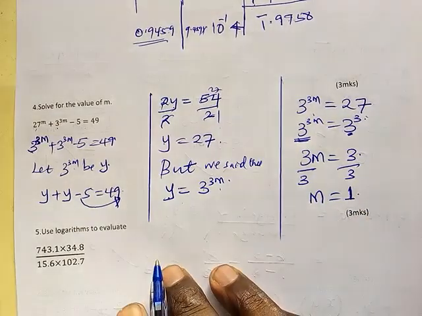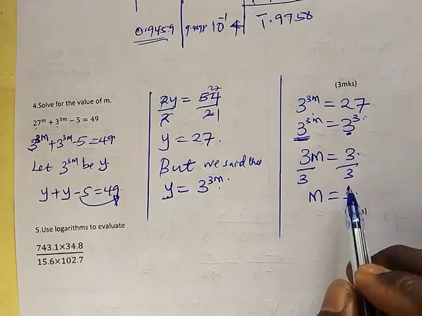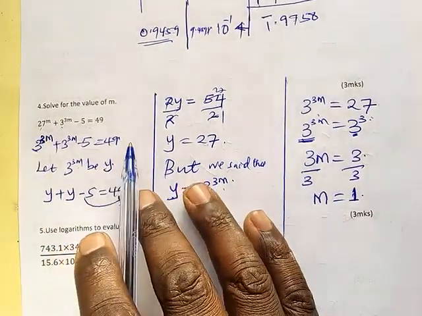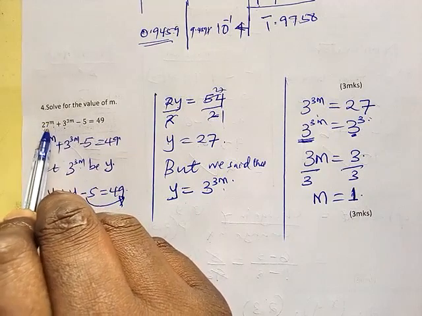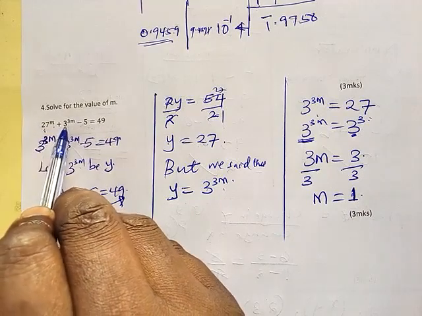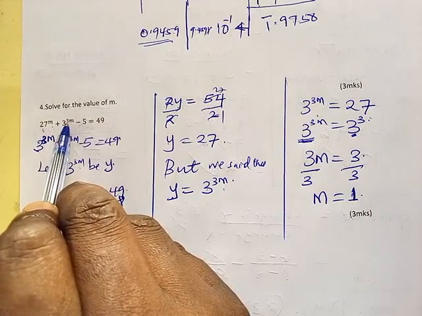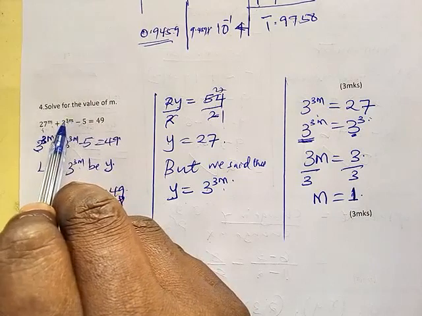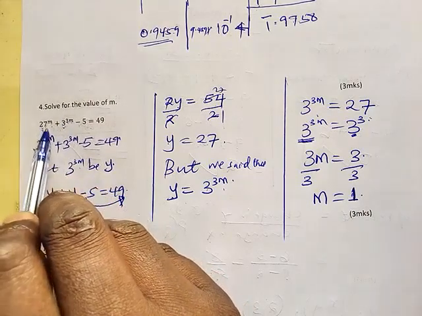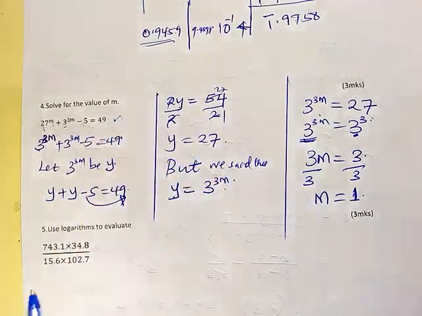So if you want to know that the answer is correct, take the value of m here and substitute it. 27 times raised to power 1, the answer is 27. 3 raised to 3m, 3 raised to power 1 is 27. 27 plus 27, the answer is 54. 54 minus 5, the answer is 49. And then it tells you that you are right.